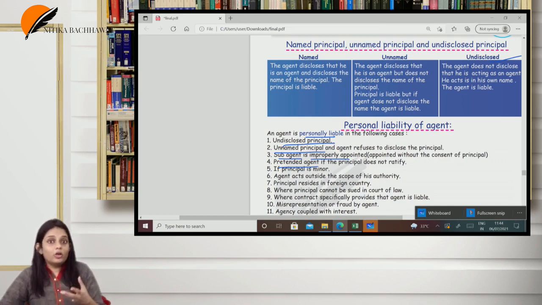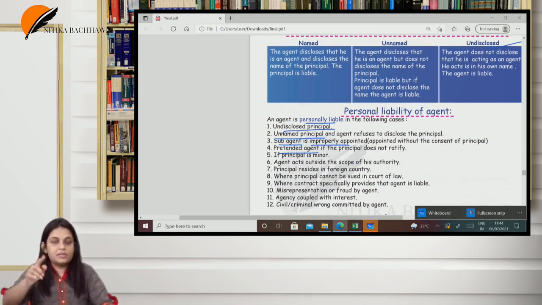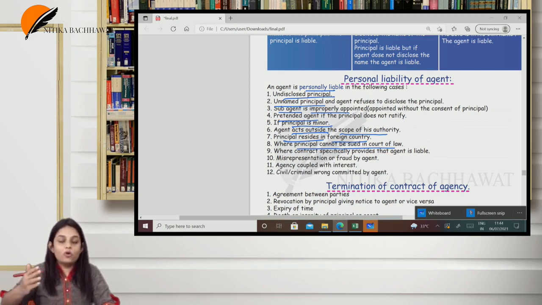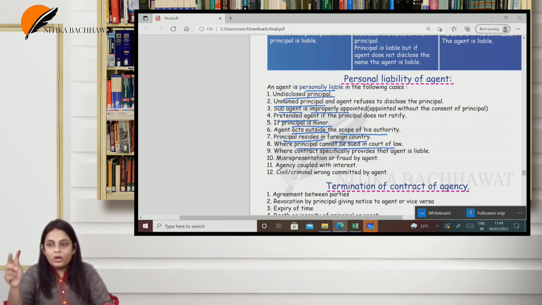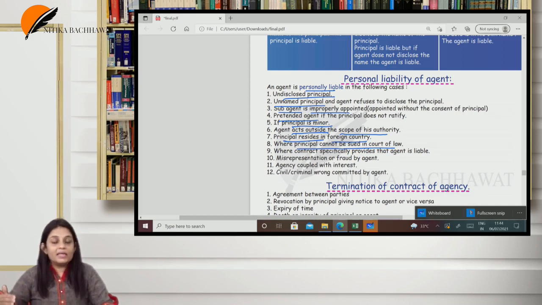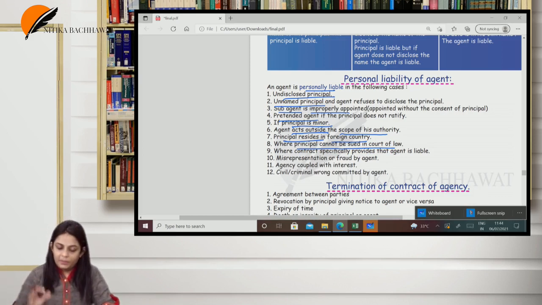When I am not your agent and I act as an agent for you, I am a pretended agent and you are the pretended principal. If the principal is a minor, or if the principal stays outside India, the agent acts outside the scope of his authority and you don't ratify it. Principal resides in a foreign country, when the principal cannot be sued in a court of law. For example, the president and prime minister cannot be sued. To file a case against them, you need the permission of the court. So when I am acting as an agent for these persons, I am liable personally.